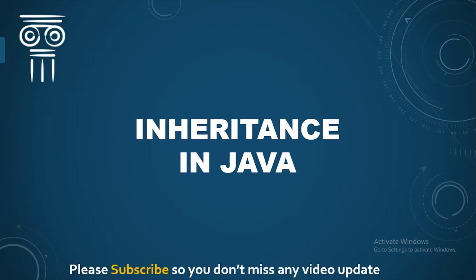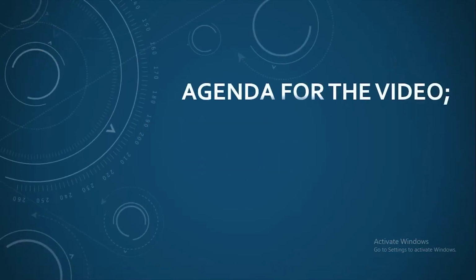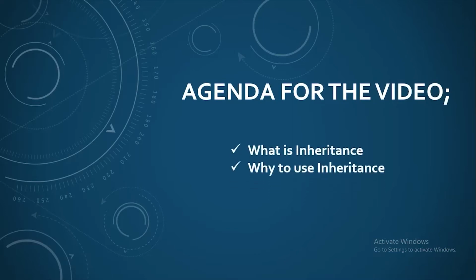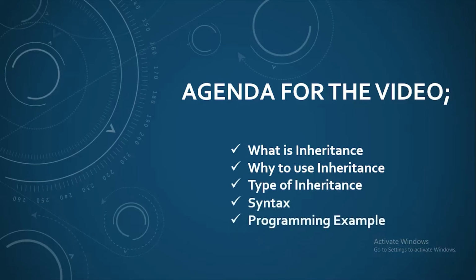So let's start the video, but before that, let's check out the agenda. Here we have the agenda for the video. First of all, we will see what is inheritance. Following that, we'll see why we use inheritance in Java. After that, we'll see the types of inheritance available in Java. Then we'll see the syntax of inheritance. And we'll wrap up this video by discussing a programming example of inheritance.